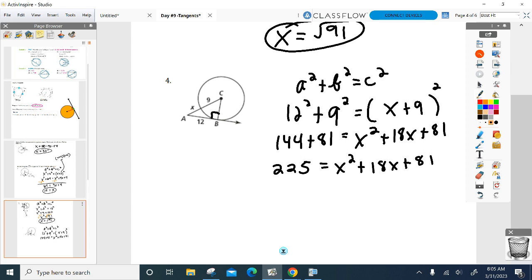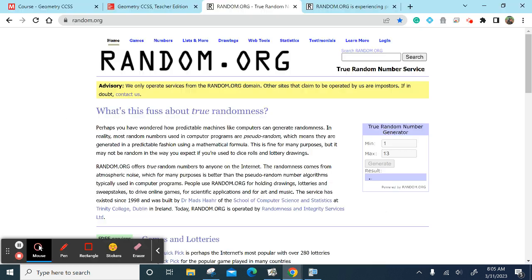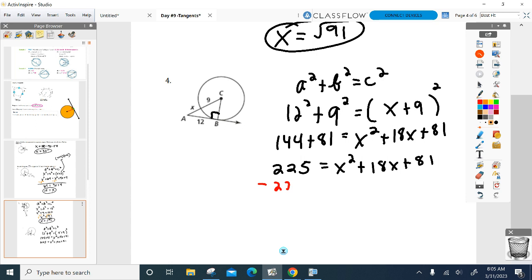All right, ready? You see x squared, got to make one side equal to 0. We've been over this a lot this year. I know it's been a while. Got to make one side equal to 0, so move the 225 over. Subtract it over.